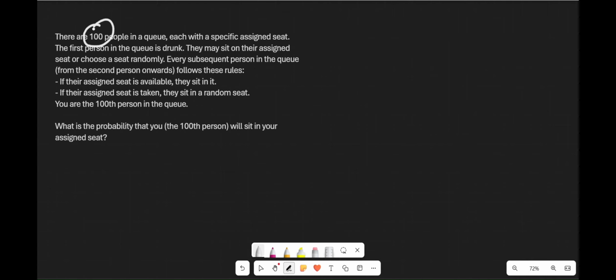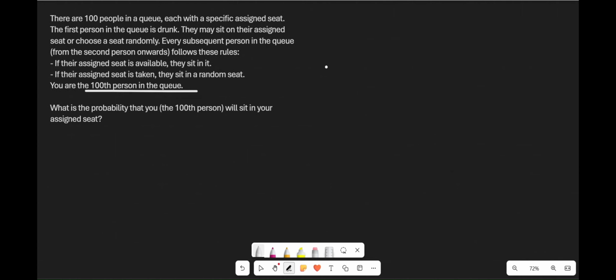We take n as 100. So there are 100 people in a queue, each with an assigned seat. The first person in the queue is drunk. They may sit on their assigned seat or choose a seat randomly. Every subsequent person in the queue from the second person onwards follows these rules. If their assigned seat is available, they sit in it. If their assigned seat is taken, they sit in a random seat. You are the 100th person in the queue. What is the probability that you will sit in your assigned seat?